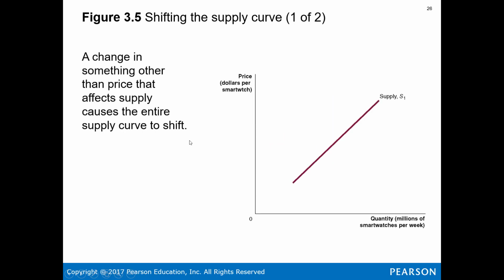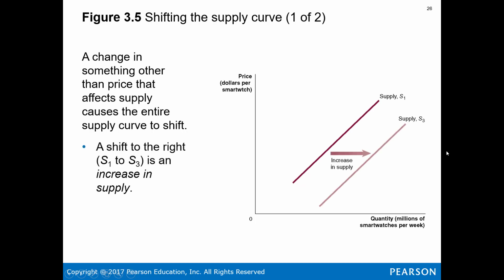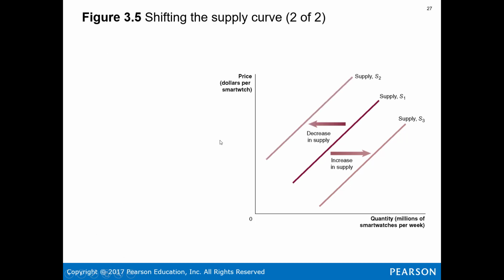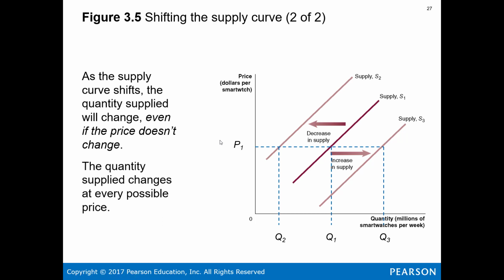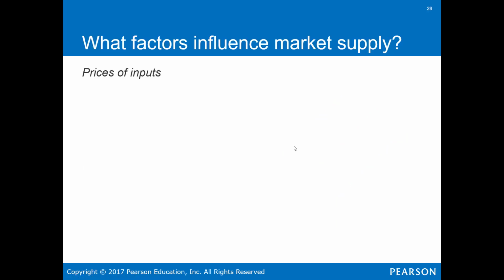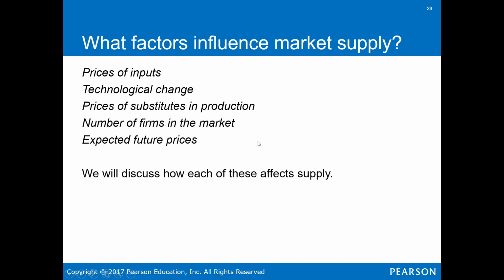So a change in something other than price that affects supply causes a shift to the entire curve. So an increase in supply is a shift right, or a decrease in supply is a shift left. As the supply curve shifts, the quantity supplied will change, even if price doesn't. So let's start here. This is our supply, and this is our quantity. So if we have a decrease, it would be the same price but less supplied. There's all kinds of things that could cause this. Or if we have an increase in supply, like a new person or a new company enters the market, that could cause that.